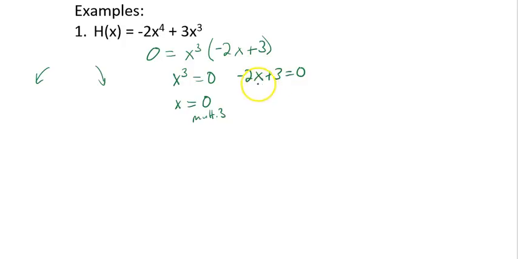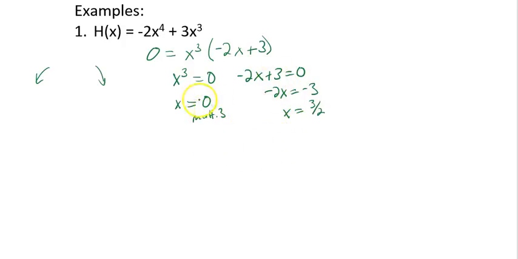Over here, I'm going to solve. I'm going to subtract the 3, so I get negative 2x equals negative 3. Then I'm going to divide by negative 2, and I get a positive 3/2. And that's just multiplicity 1 because I didn't have any powers here. And so those are my zeros.